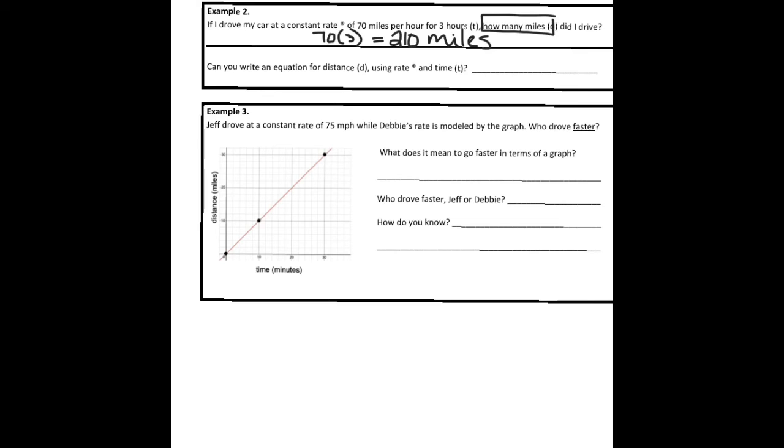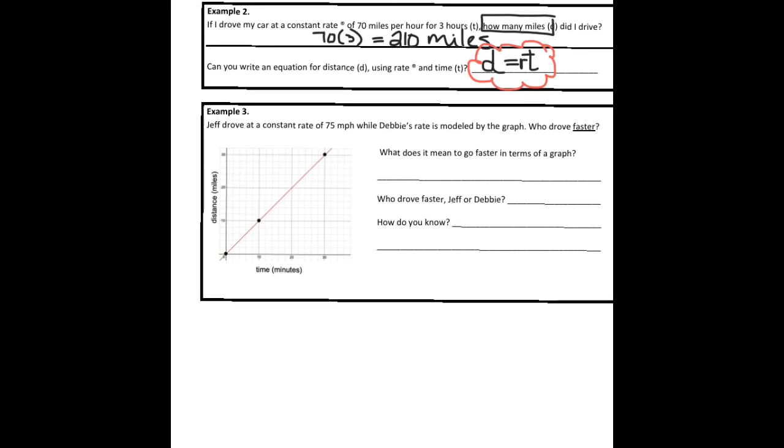So could you write an equation for distance, d, using rate and time? Well, let's see. The total distance that I drove was I took the rate, 70 miles per hour, and I multiplied it by the time. So this equation right here, d equals rt, is the formula for distance. This is how we find distance.